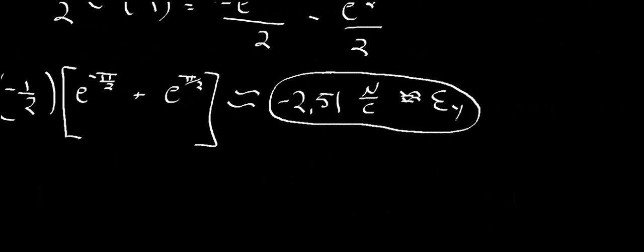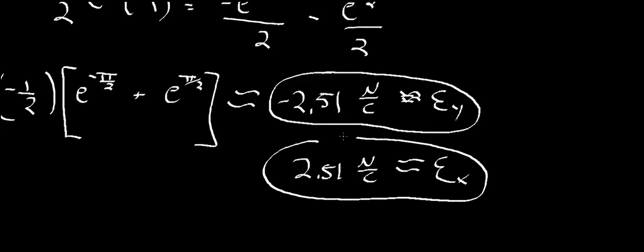And notice what ended up happening when it got spit out of the integral. The electric field that was in the x direction was 2.51 newtons per coulomb. So it's the same magnitude, but the opposite direction. Now, these problems where you're dealing with a ring of curvature, they can get really tricky. Let me show you why. Okay, so these are the two components.